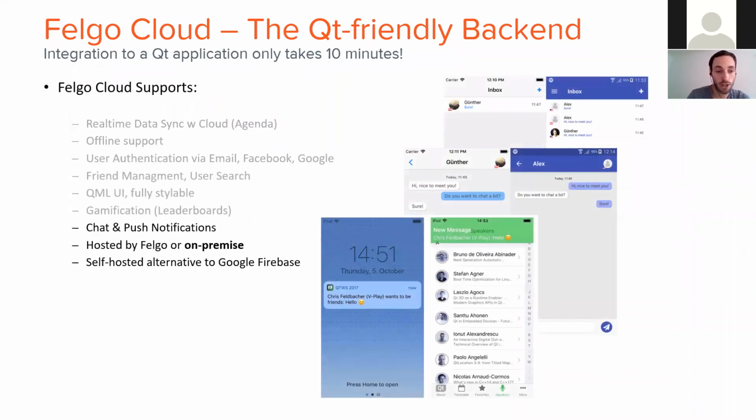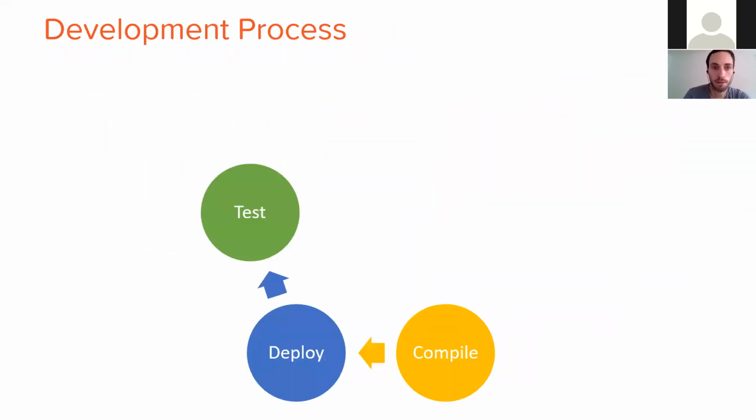The chat is actually also available as a standalone product, so you can use and integrate a Qt-based chat very easily in your Qt applications using the Felgo Cloud system. Felgo Cloud can be run on our servers or on your own servers, so it's also available on premise. And it's basically a really cool alternative to Google Firebase, because not every company is fine with storing all the data with Google.